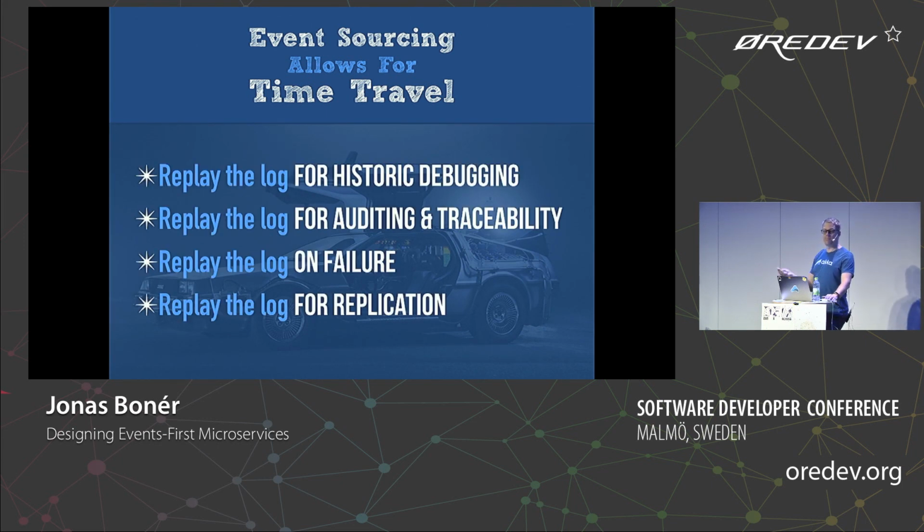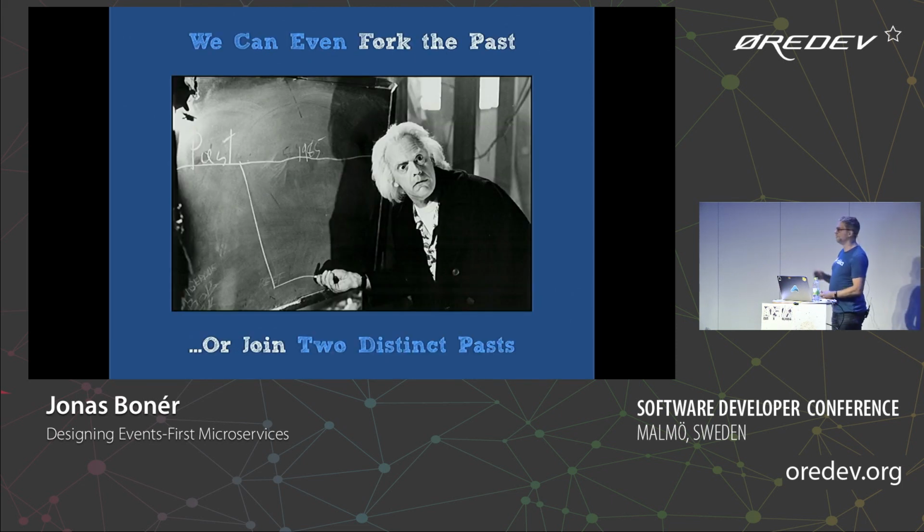It gives us tools for replaying the log for historic debugging, as I said, in a safe backup system for debuggability, replaying the log for auditing, for traceability, replaying the log on failure for replication, and things like that. And we can even fork the past. Even though that sounds really funky, it can be very useful when you want to upgrade a system or upgrade versions. You might want to keep running one reality while forking off and running the new reality, and at a safe point turn off the old one, for example, right? And this is also very easy if you use event logging.